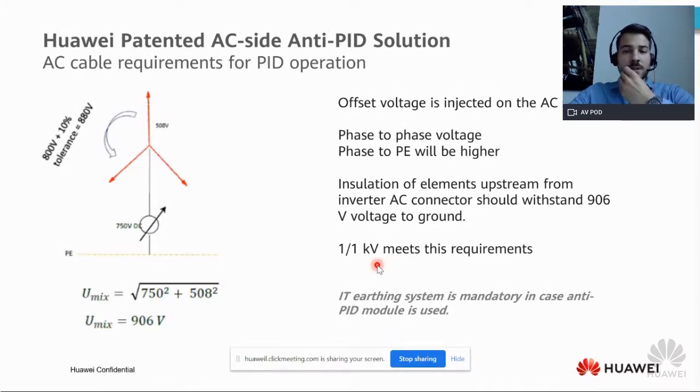And one important factor is that if you want to add an NT-PID module, you have to use an IT earthing system. So the neutral point of the transformer station should be isolated.